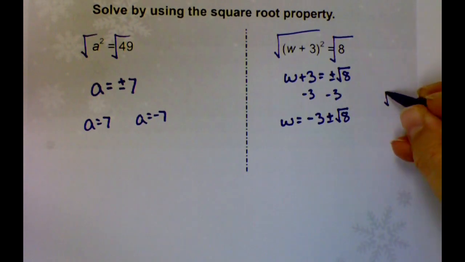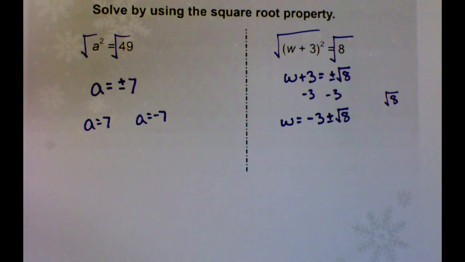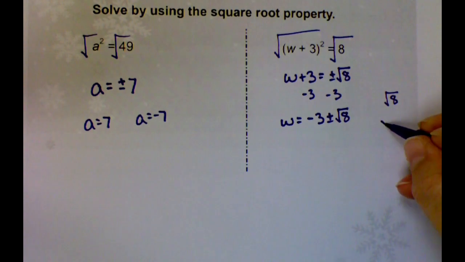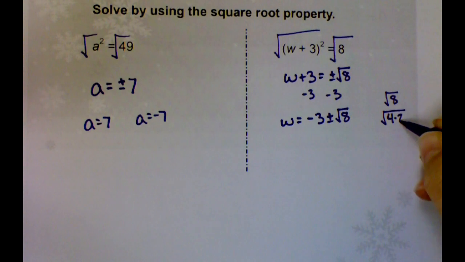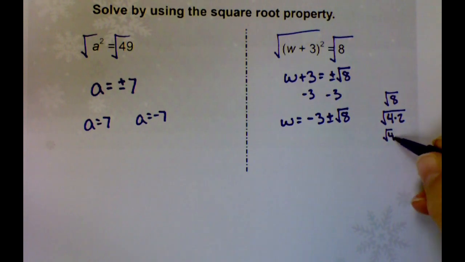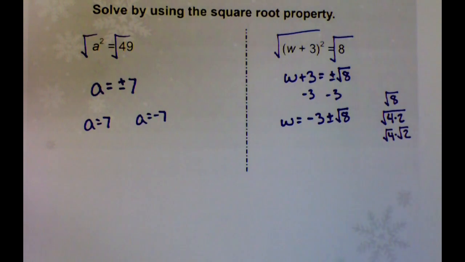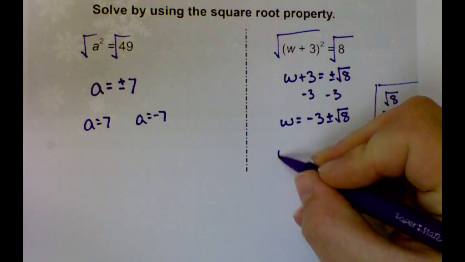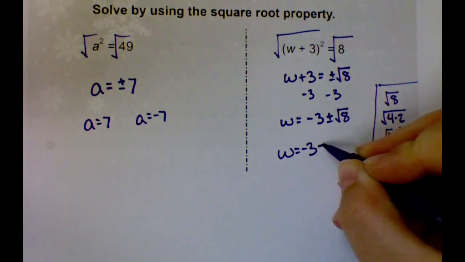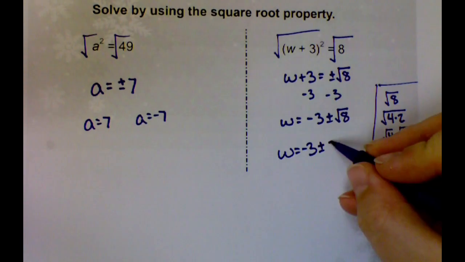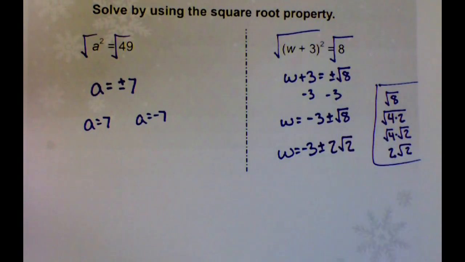We have to simplify the square root of 8. So we have to think of what perfect square goes into 8. Well, 4 is a perfect square, and 4 times 2 makes 8. We can break apart those two square roots to make it the square root of 4 times the square root of 2. The square root of 4 we know is 2, and leave the square root of 2 trapped. So this is all kind of a sidebar. We're going to replace the square root of 8, so negative 3 plus or minus, with 2 square root 2. There is our final answer.